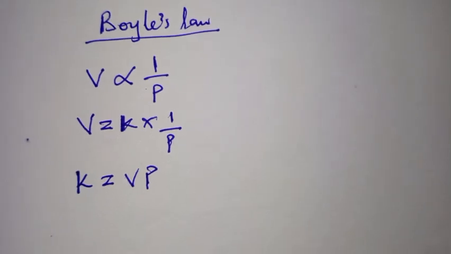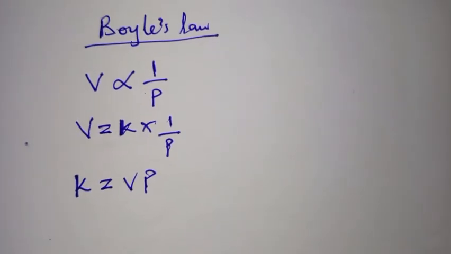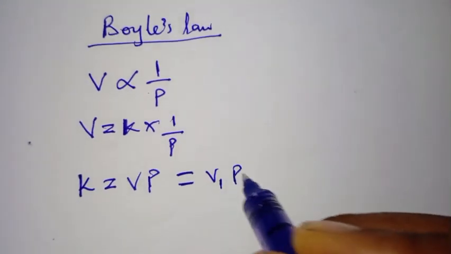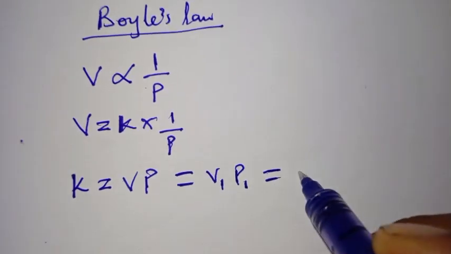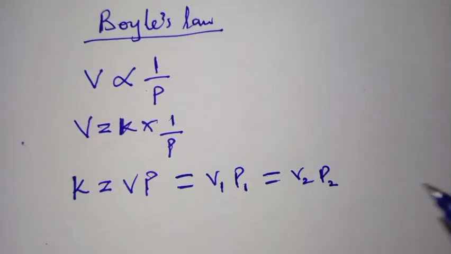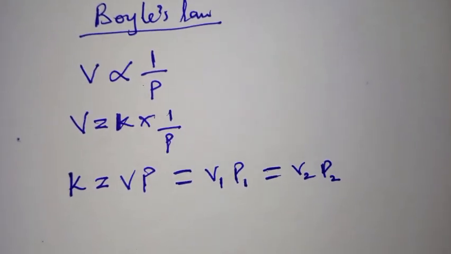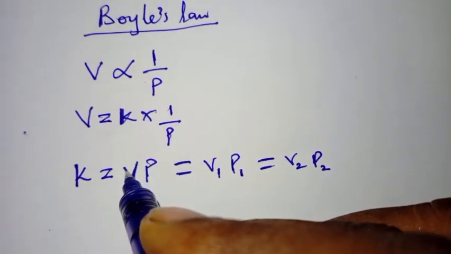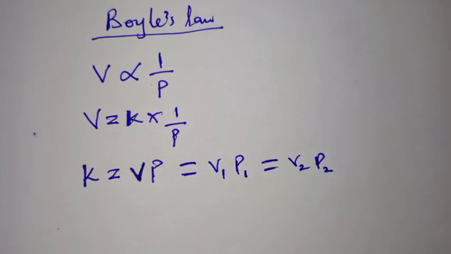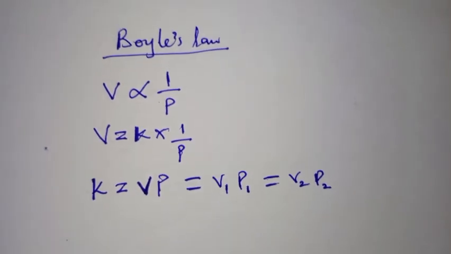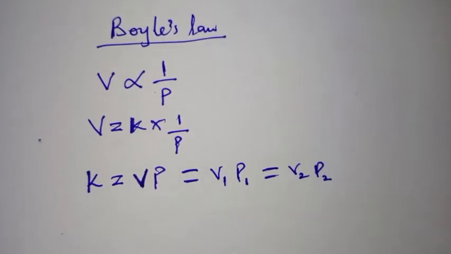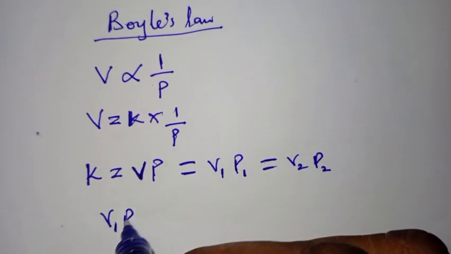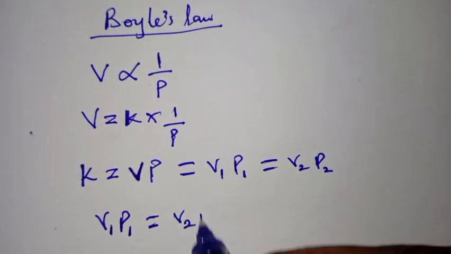Now, due to changes in the volume and the pressure, this constant can also be equal to what? Equal to V1 P1. It can be equal to V2 P2 as the case may be. Now, since the constant is equal to all of this, we can bring out the equation of Boyle's law by considering two of these expressions, and that is taking V1 P1 equals what? V2 P2.